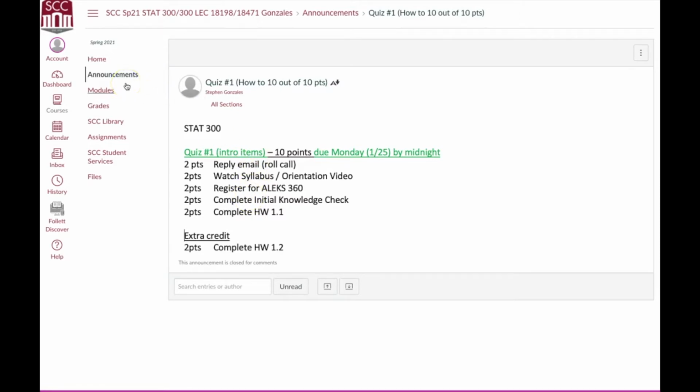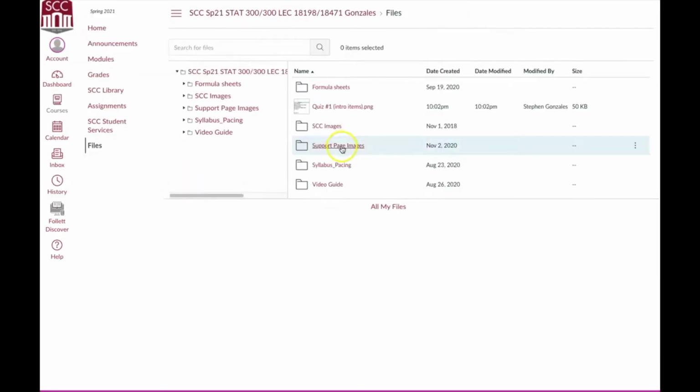Well, let's take a look at maybe one of the most important, well, let's see. Files is kind of nice. Files has things like the syllabus and pacing schedule. We'll get into that. It also has formula sheets for when we start taking a look at tests. There are formulas based on the test that you'll take, test 1, 2, 3, or 4, and so on.